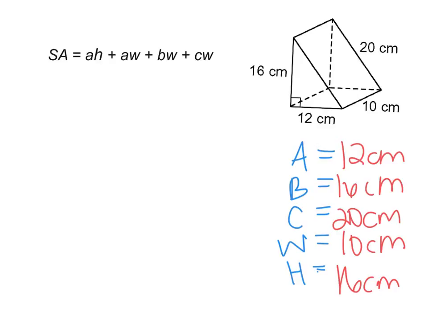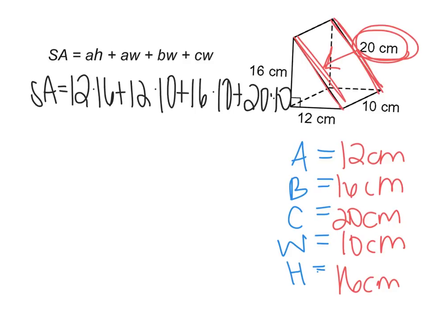So go ahead and check your A, B, C, W, and H. Notice that they're trying to trick you up a little bit by putting this 20 back here on this side. This side is equal to this side. So your C would be 20 centimeters. Let's go ahead and fill in our surface area formula.